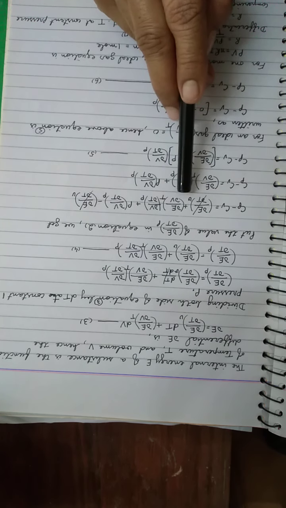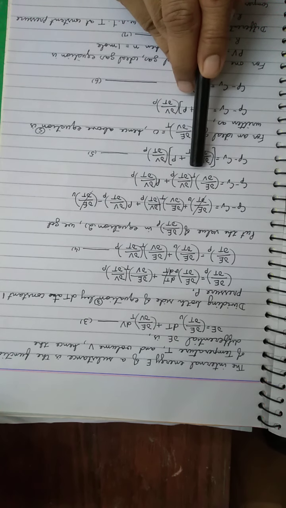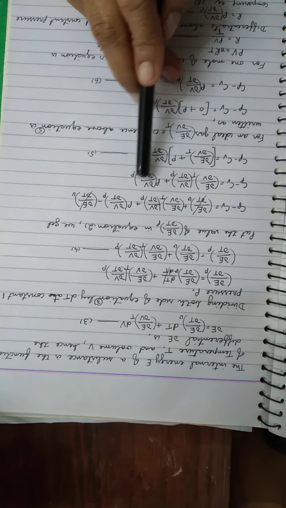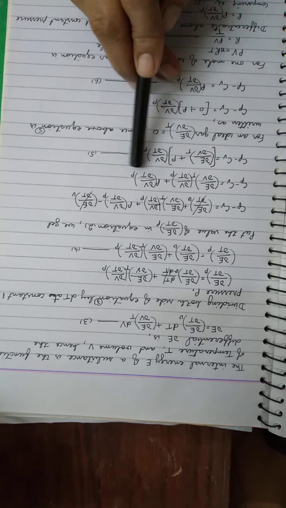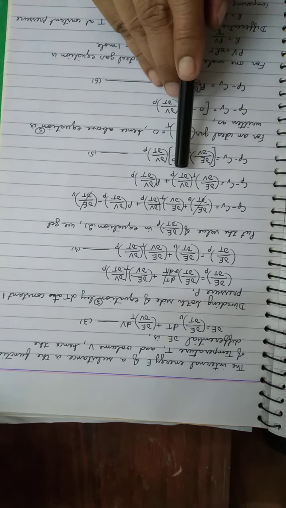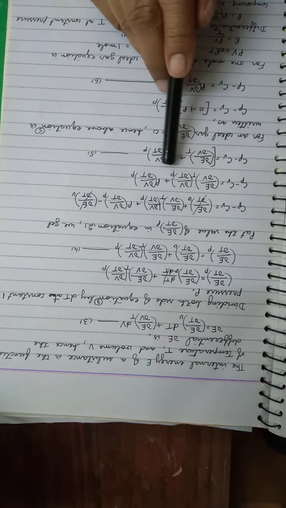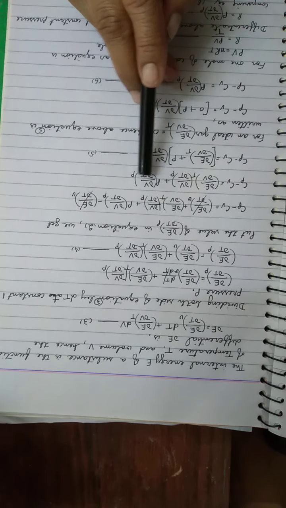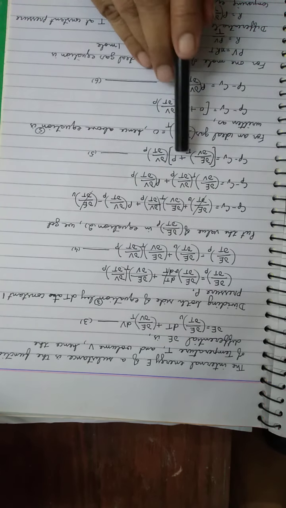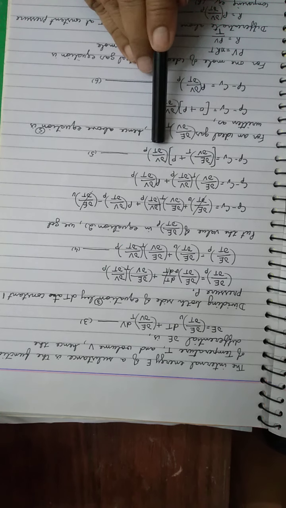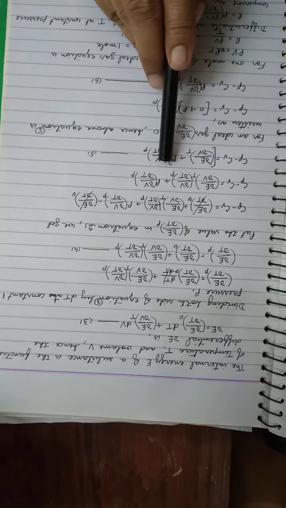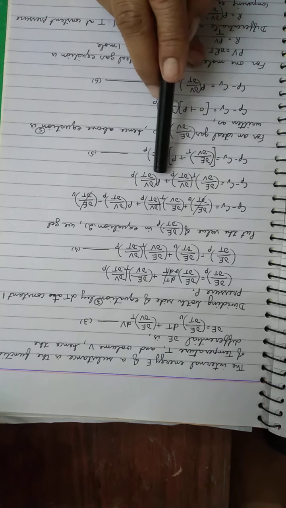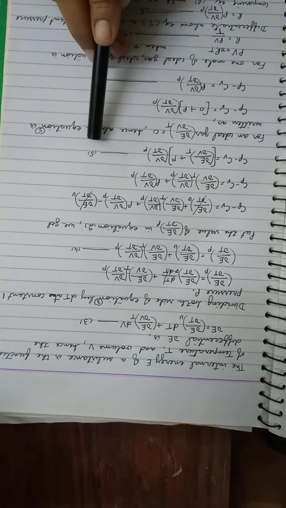Cp minus Cv is equal to partial E by partial V at constant temperature into partial V by partial T at constant pressure plus P into partial V by partial T at constant pressure. You can bring this common factor outside the bracket. So partial V by partial T at constant pressure is outside the bracket, and the remaining value will be partial E by partial V at constant temperature plus P. This is equation number 5.